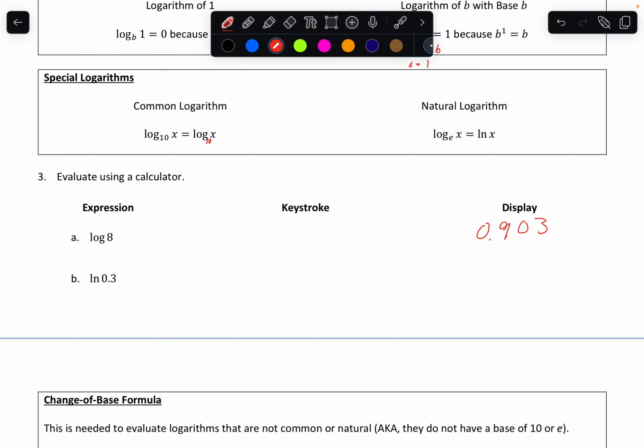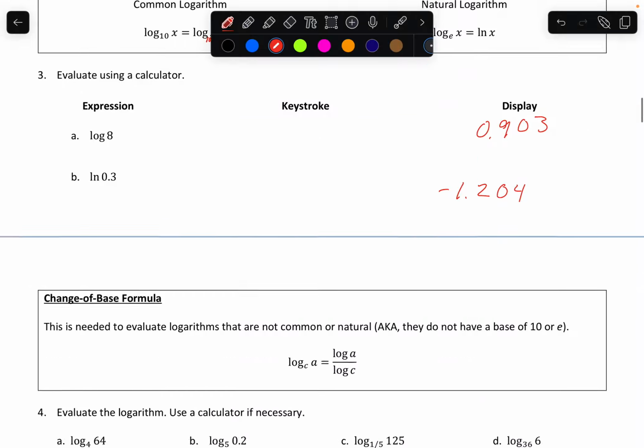All right, natural log is going to be the second button below the second key up in the top left-hand corner. So all I have to do is hit the LN button of 0.3. Make sure you put 0.3 in parentheses, and that is going to be negative 1.204. Actually, it's 1.20397, but we'll round it to 1.204. So just make sure you know where the log and the natural log buttons are on your calculator because those will be important ones to use here.